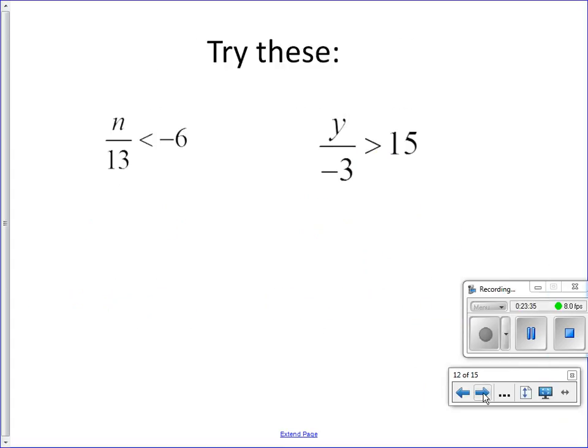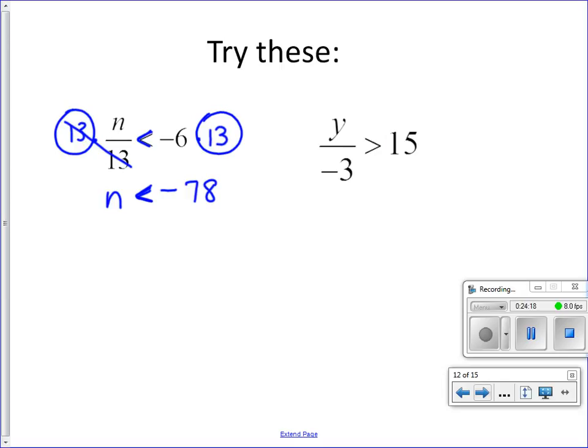Let's try these now from scratch. We have n divided by 13, so I want to undo the division and multiply each side by 13. My 13's cancel out and leave me with n on the left-hand side. On the right-hand side, negative 8 times 13 would be negative 78. Since I multiplied both sides by a positive number, notice it's a positive 13, my inequality symbol of less than stays the same.